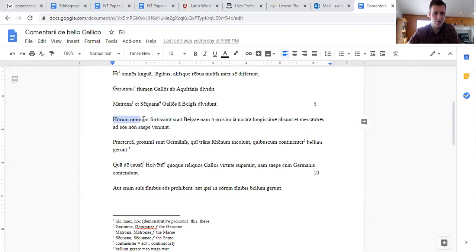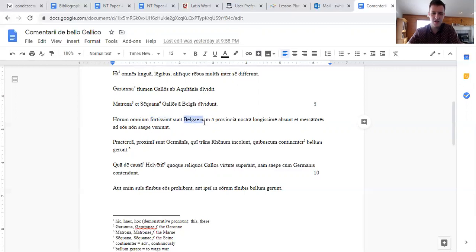and now we've got horum omnium, both genitive plural, and this is just like he omnes. It's the demonstrative adjective and the substantive. So of all of these, the strongest, sunt, the strongest are. So the strongest of all of these, and what are these? It's the peoples again. The strongest of all of these are Belgae, are the Belgians. So now Belgae we can take as a predicate nominative.